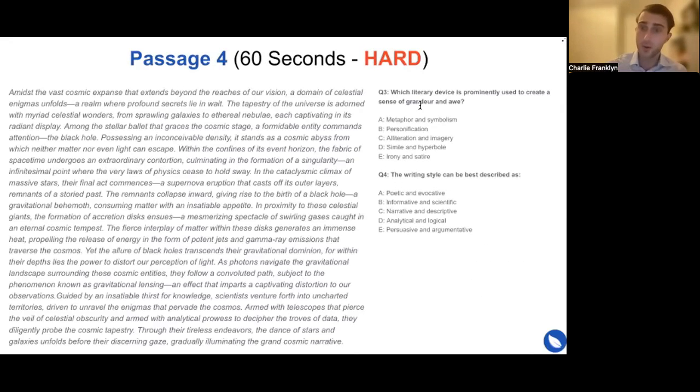This first one, though, is quite difficult. Which literary device is prominently used to create a sense of grandeur and awe? This is one that was really quite difficult.